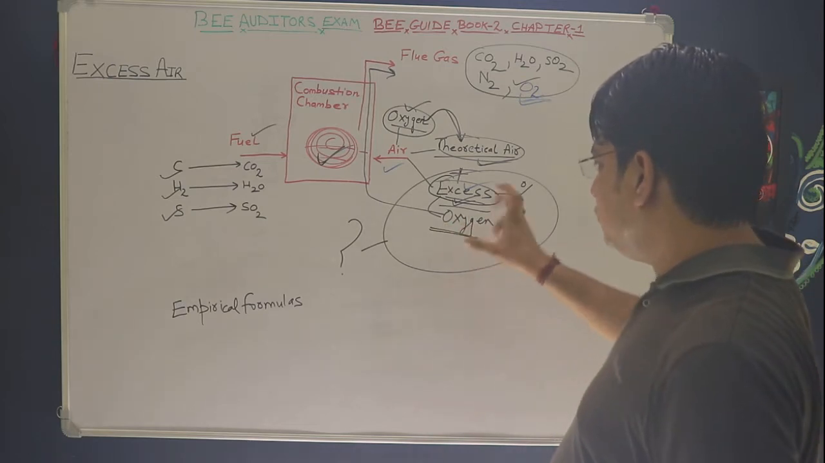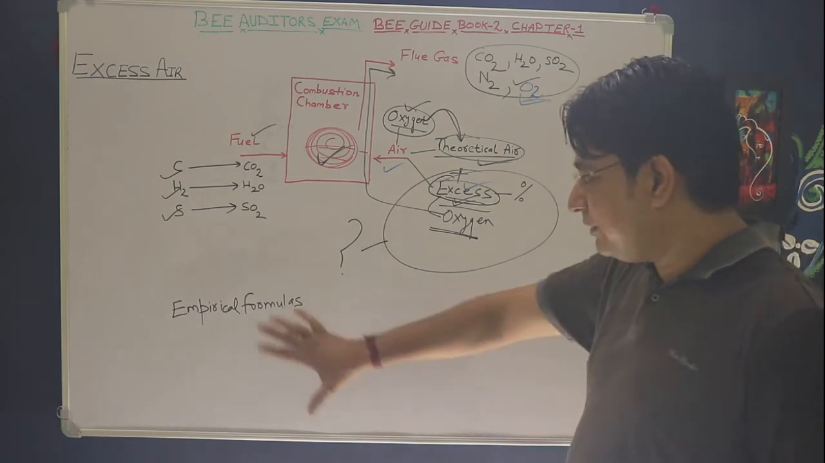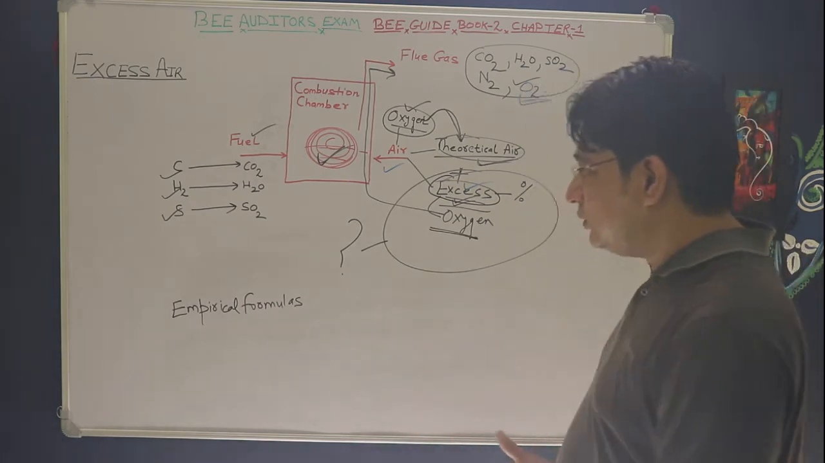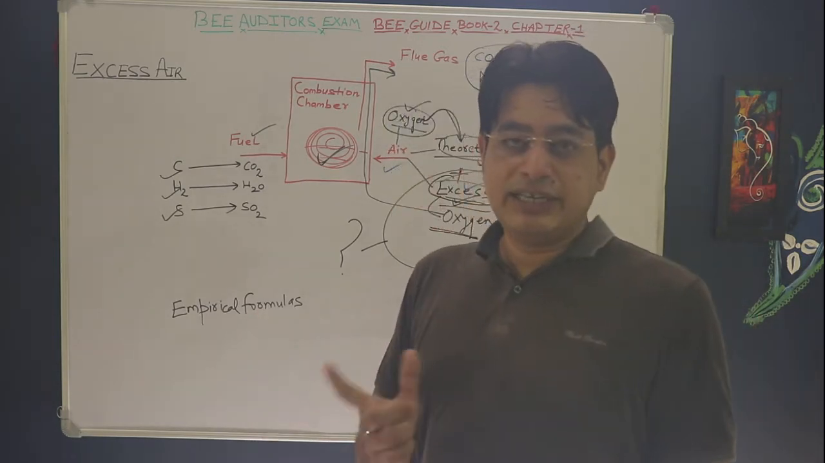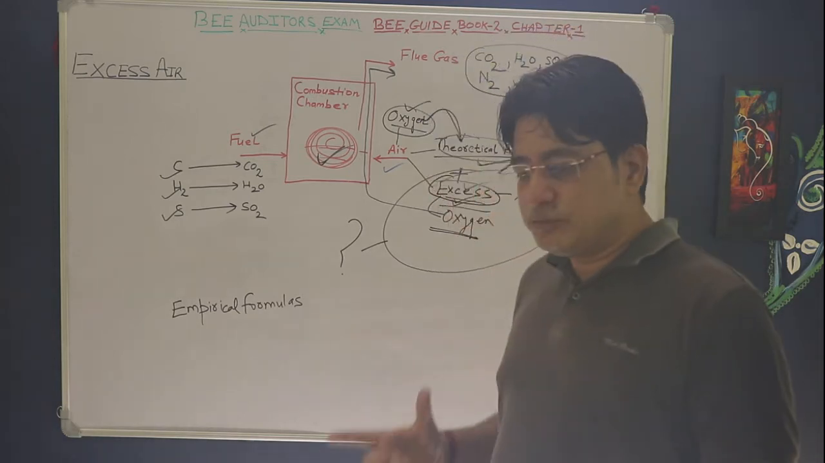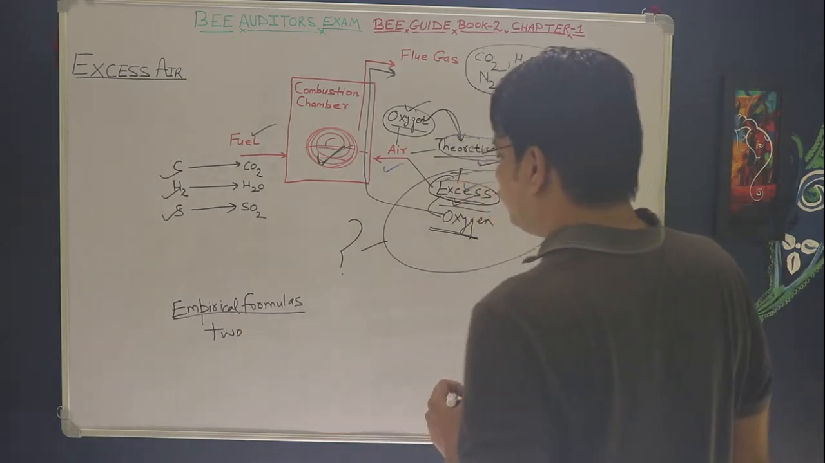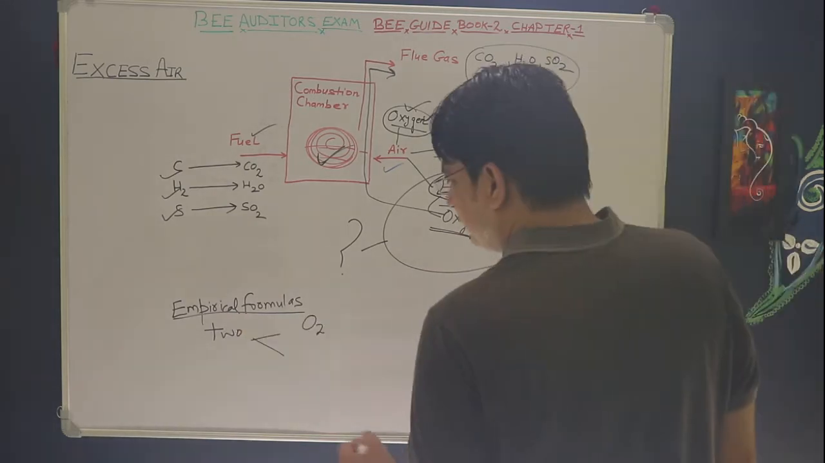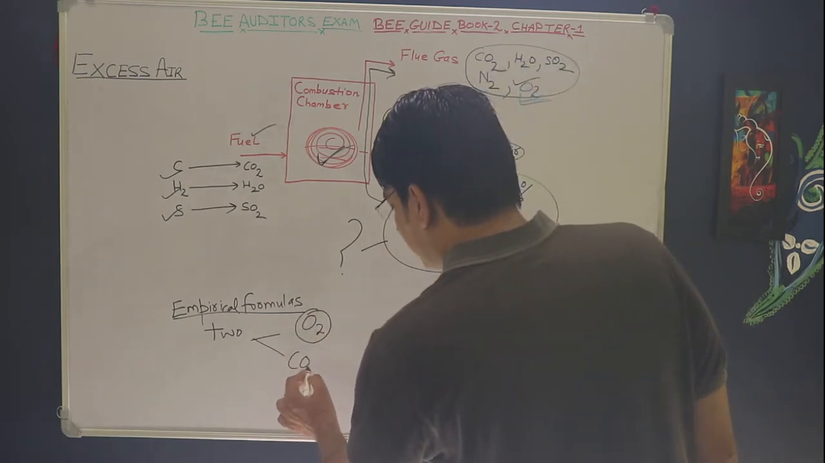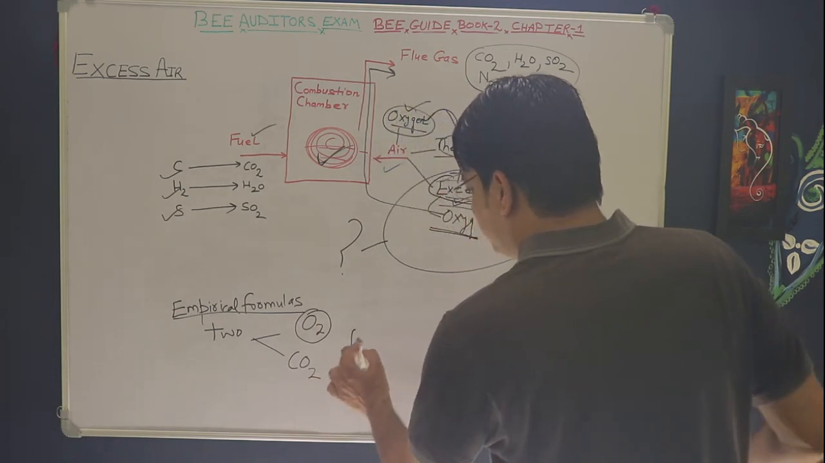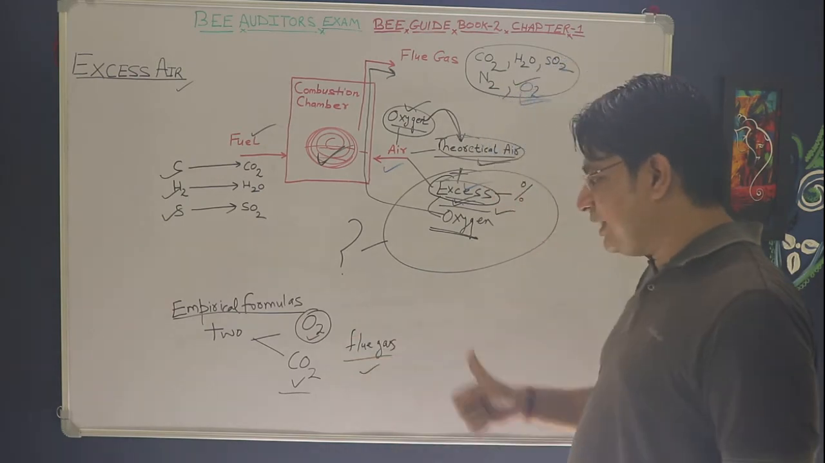For calculation of excess air, we use empirical formulas, and you must have read what empirical formulas are. You should remember that empirical formulas never give the exact value, but they give values very near to the exact ones. So there are two empirical formulas for calculation of excess air. The first one is based on the oxygen quantity and the second one is based on the carbon dioxide quantity in the flue gas. So how can we measure the oxygen and carbon dioxide in the flue gas?